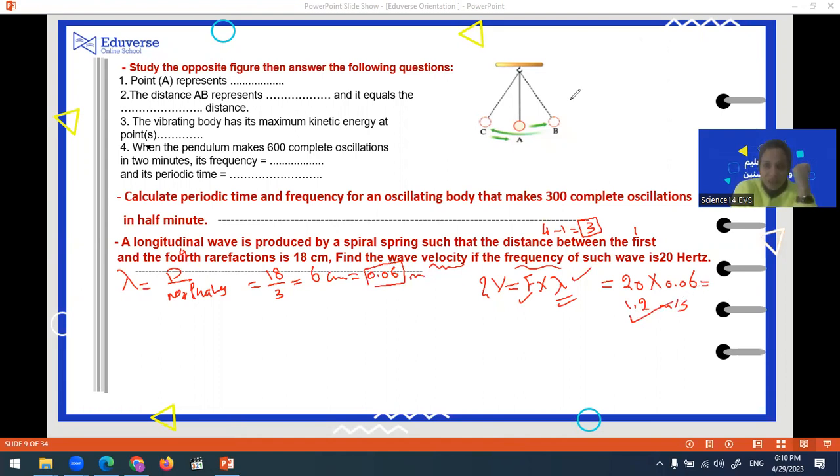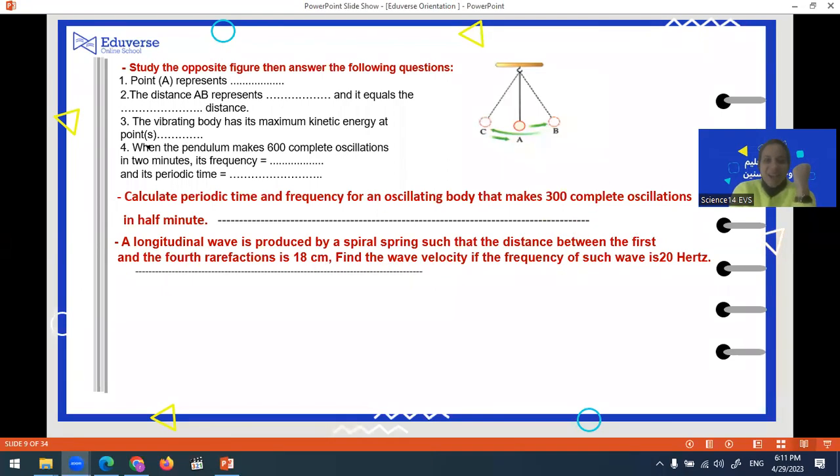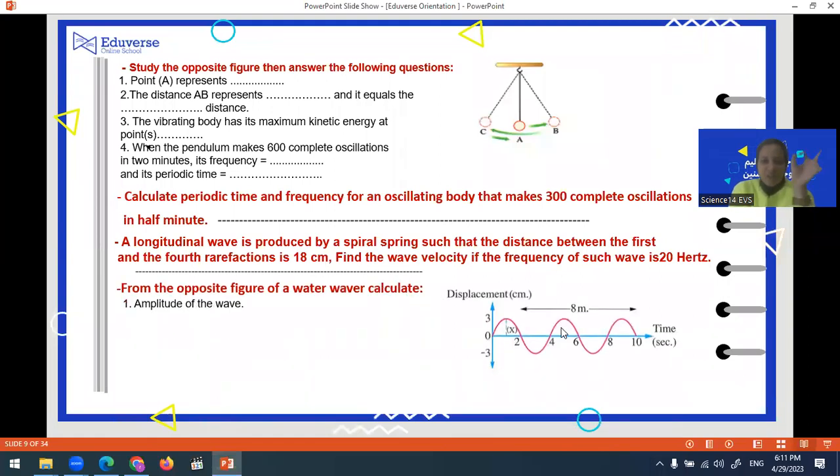Yes, I'm very clever today. So let's continue. This is a very good problem. Please concentrate. From the opposite figure of a water wave, calculate first the amplitude of the wave. Let's find the amplitude. It's very easy. How can I find it, ladies and gentlemen? It's the maximum displacement. Let me change the color. So the amplitude will be 3 centimeter.